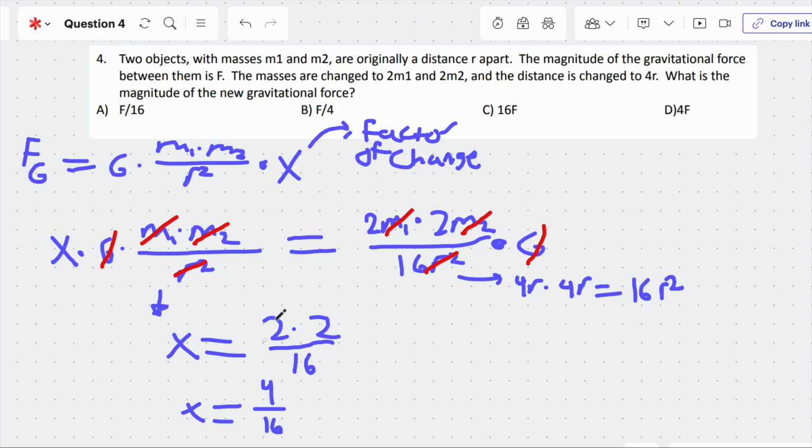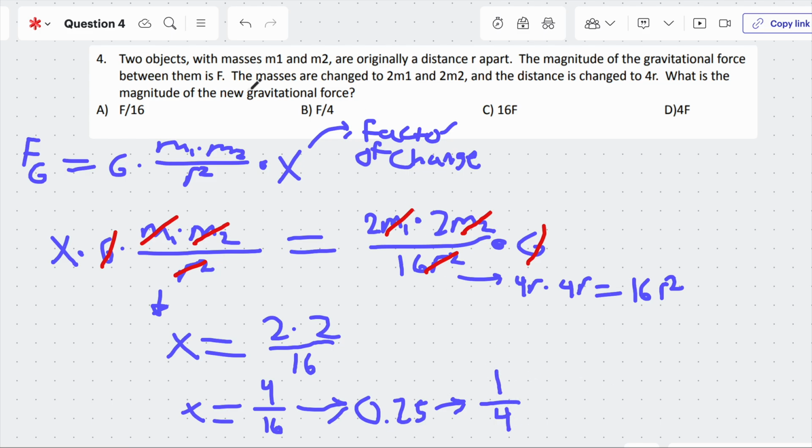This isn't really an option in any of our answers, but we can simplify this fraction a little bit. There's a couple different ways to do this. We can figure out how many times 4 goes into 16. We can put it in a calculator, divide those out, get 0.25. Either way, we can simplify this fraction to 1 over 4 is our factor of change.